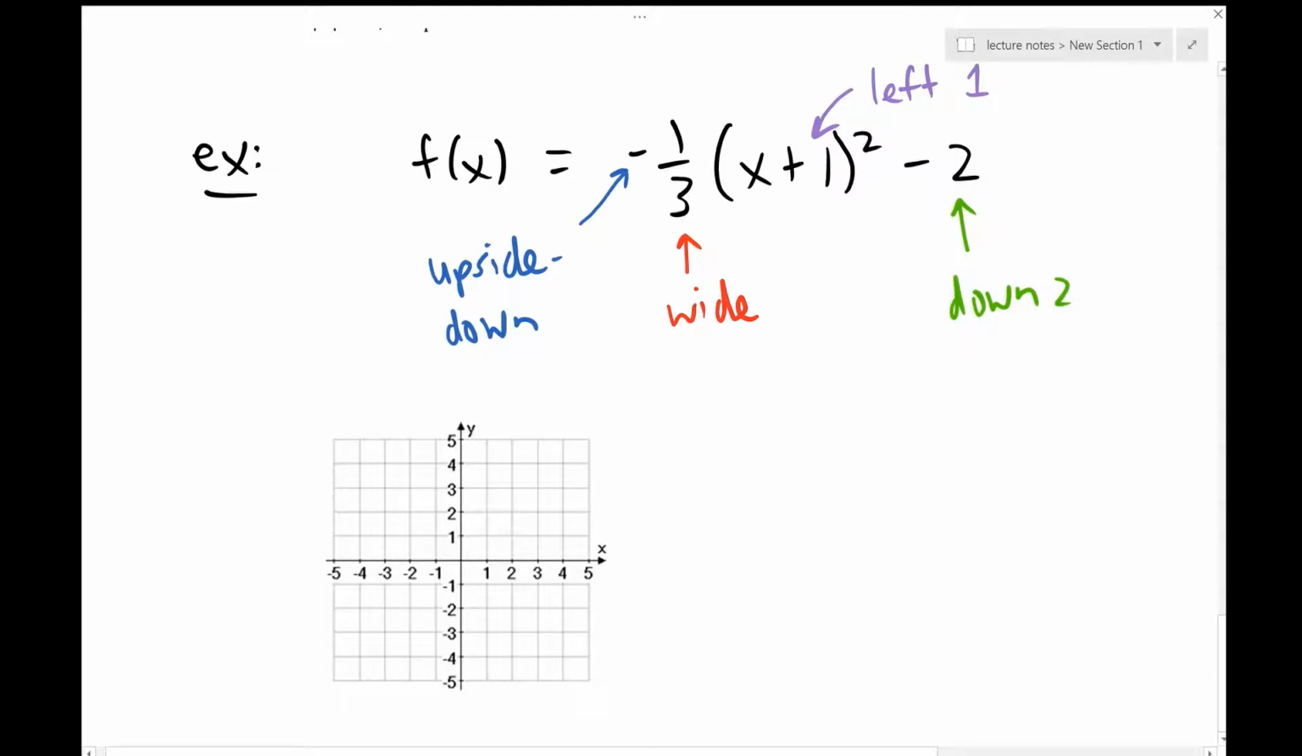So we'll come over here to -1, -2. That's where the vertex will be located. And then we're going to see a wide parabola that opens downward like this. And so this is what our graph would end up looking like.